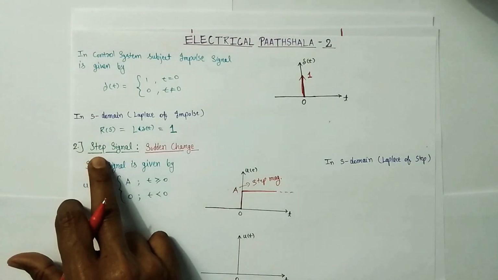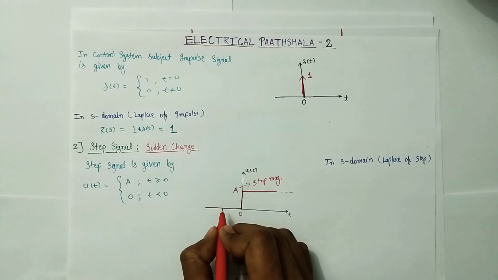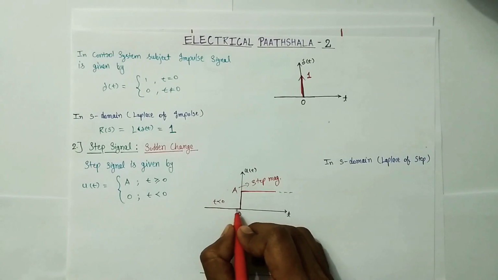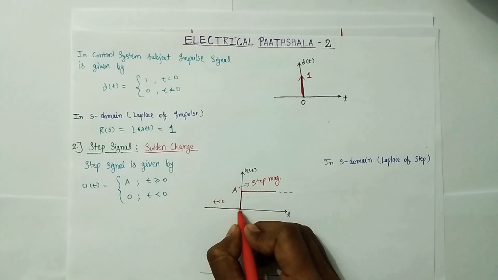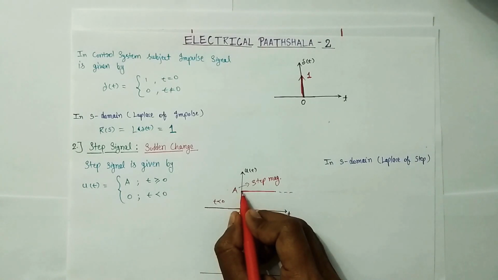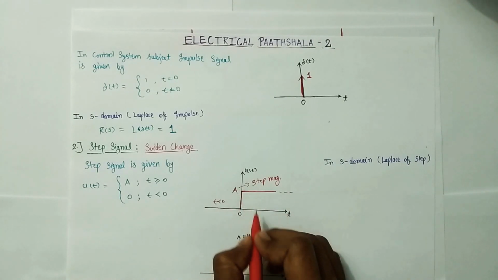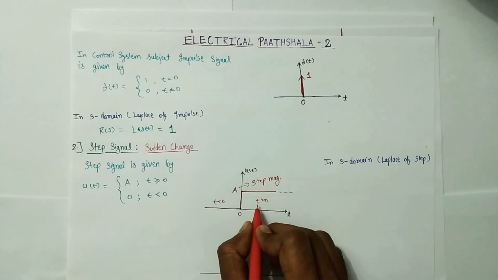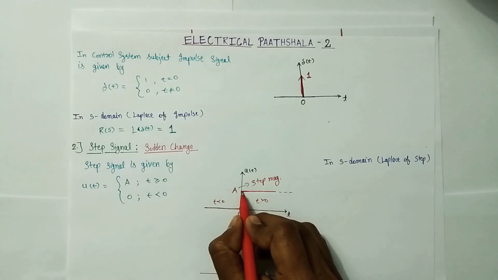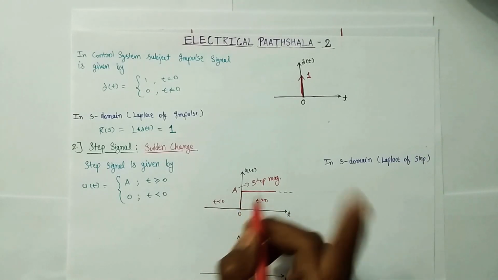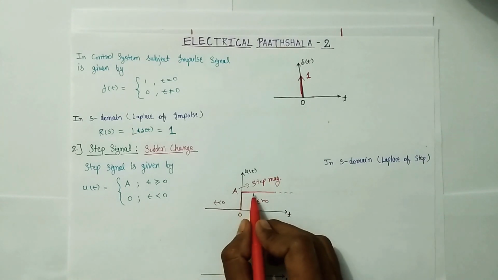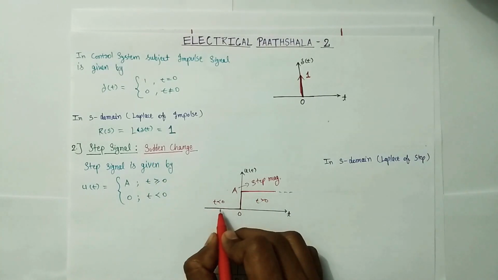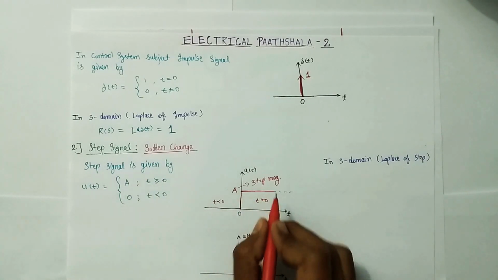So why do we call the step signal a sudden change? Because you can see in this diagram that for t less than 0, the magnitude of the input signal is 0, but at t equals 0, suddenly the magnitude of the input signal shoots up from 0 to A, and for all values of t greater than 0, the magnitude remains the same. The magnitude does not change. Unlike the impulse signal, the magnitude of the signal does not become 0. It remains the same. That's why we say the step signal is also known as sudden change.